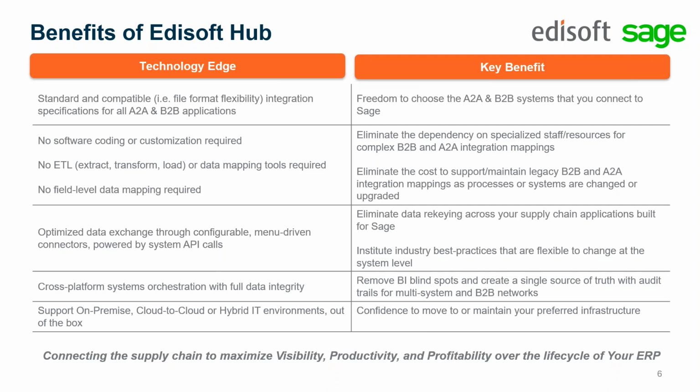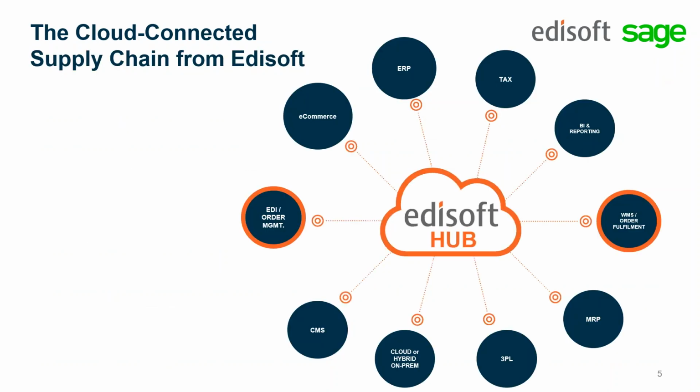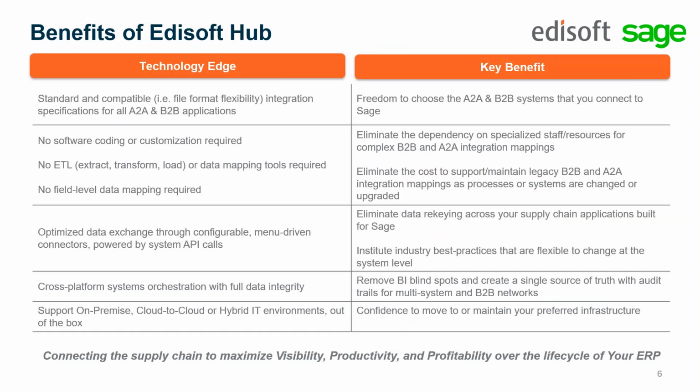So we're removing business intelligence blind spots, creating a single source of truth, again, across A2A and B2B networks. So regardless of where and how and who you're doing business with, we're able to bring that into our consolidated platform. And again, as I'd mentioned, we support on-premise, cloud-to-cloud, or hybrid IT environments. That all comes out of the box with our applications and our connectors. So again, this connected supply chain is all about maximizing visibility, productivity, and profitability over the life cycle of your ERP.